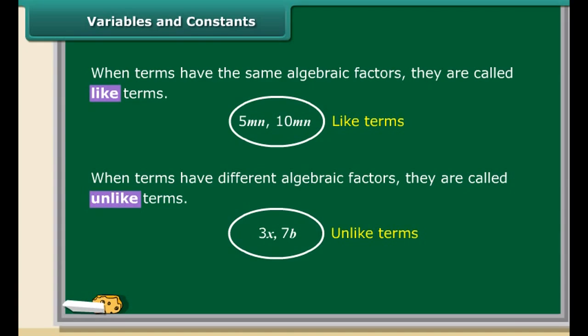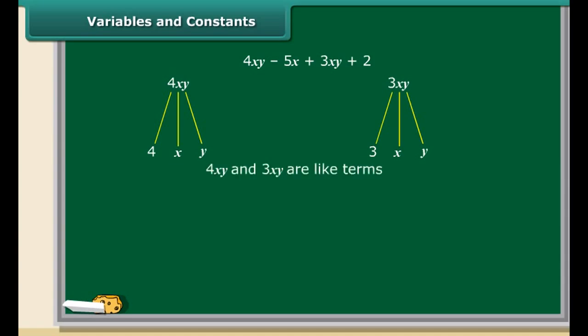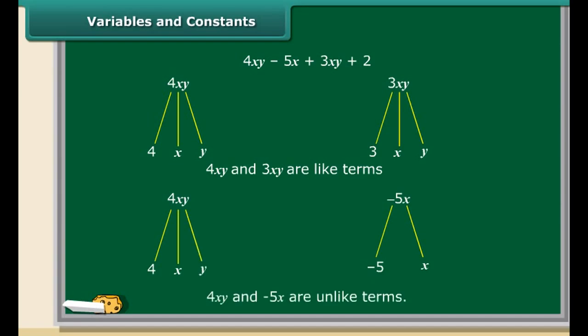Let us see an example. We have an expression 4xy minus 5x plus 3xy plus 2. Now, look at the terms 4xy and 3xy. The factors of 4xy are 4, x and y. Likewise, the factors of 3xy are 3, x and y. So both the terms have the same algebraic factors, which means 4xy and 3xy are like terms. On the other hand, the terms 4xy and minus 5x have different algebraic factors, so they are unlike terms.